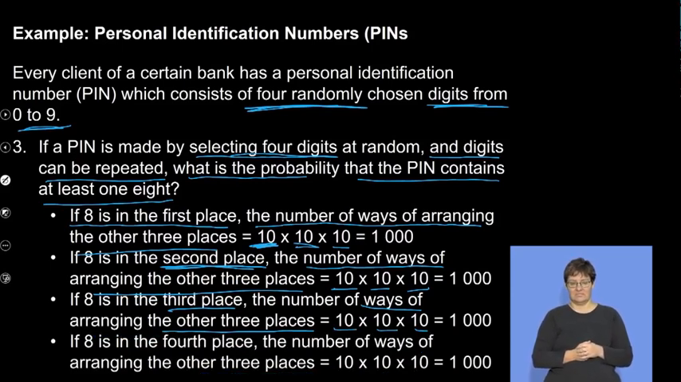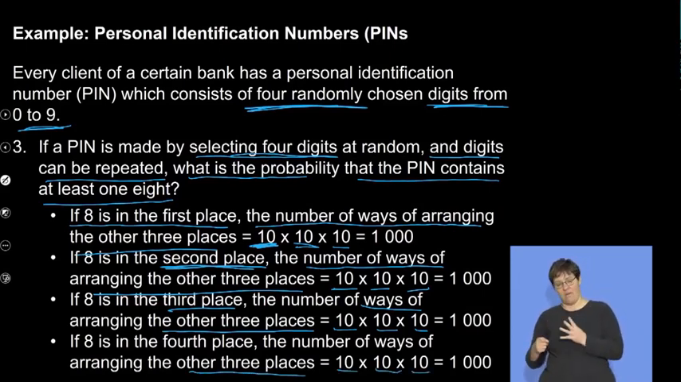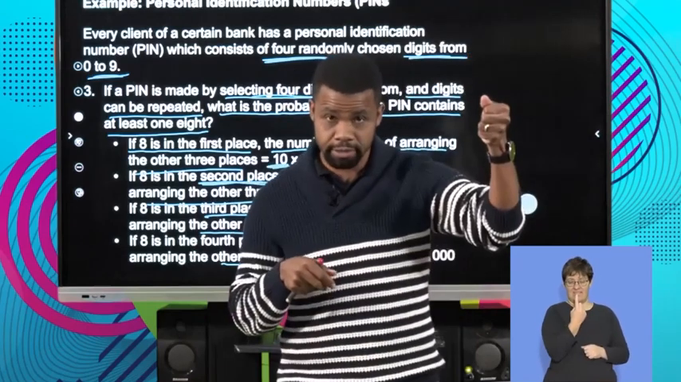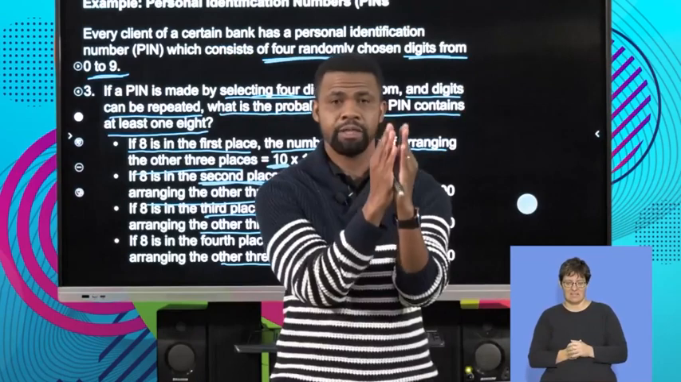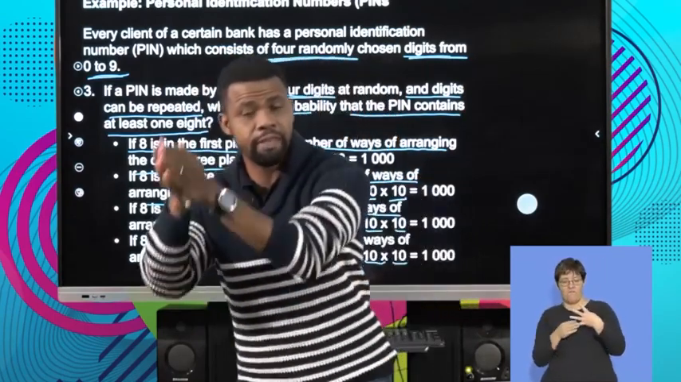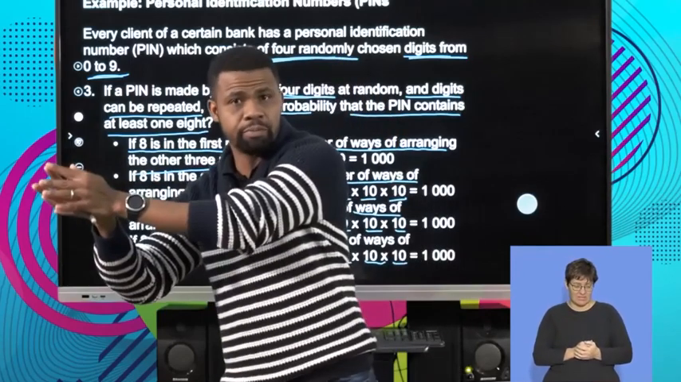So if 8 is in the fourth place, the number of ways of arranging the other 3 digits will be 10 times 10 times 10, which is 1,000. Because if you choose 8, it's only one 8, then times 10 times 10 times 10. So 8 could be in the first place, the second, the third, or the fourth position. So we're just arranging 3 digits.